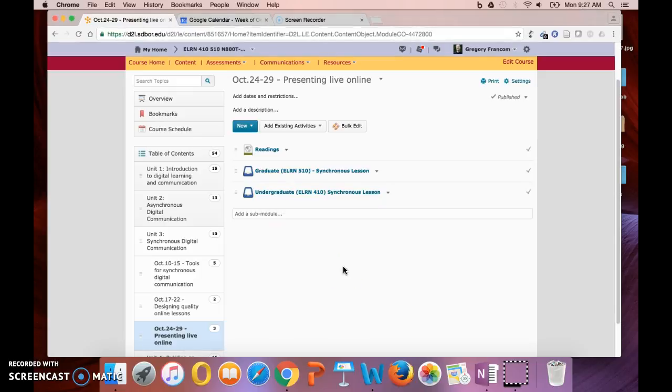Before in the class, there were 2 for graduate students, but I've simplified things because I think this will work a little bit better, so that there's only 1 assignment for graduate students to submit, and there's only 1 for undergraduate students to submit. So you just have to do 1 synchronous lesson, no matter whether you're a graduate or an undergraduate student in this class.